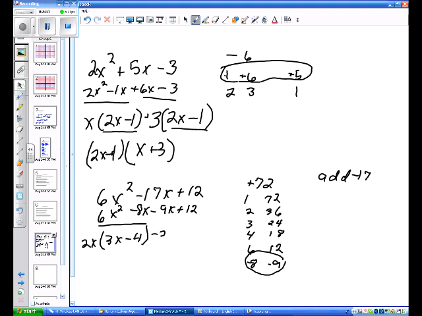Common factor for these two is a 3. So negative 3 times 3x would be negative 9x. Negative 3 times negative 4 is a positive 12. So notice since I factored out a negative number, that sign inside changed. It has to be the same for me to be able to then factor out my common factor of 3x minus 4 times 2x minus 3.